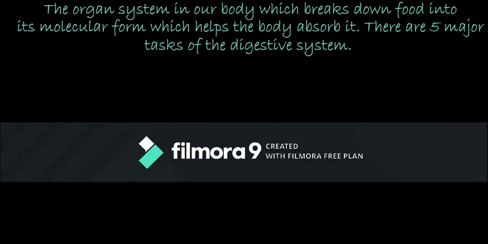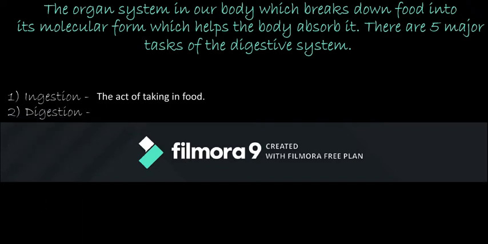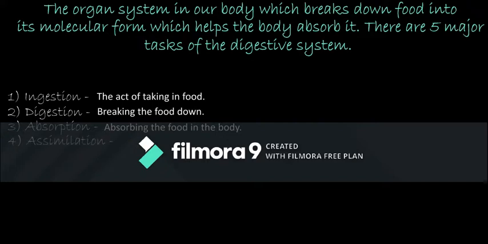There are 5 major tasks of the digestive system. The first task is ingestion, which literally means the act of taking in food. The second one is digestion, which means breaking down the food into its molecular form. The third one is absorption, which means absorbing the nutrition from the food inside the body. The fourth one is assimilation, which is utilizing the nutrients found in the food. And the last one is egestion, which means removal of waste material along with the undigested food out of the body.